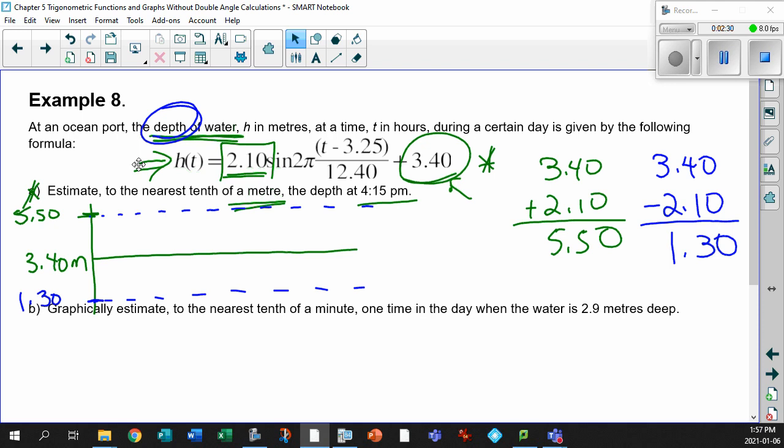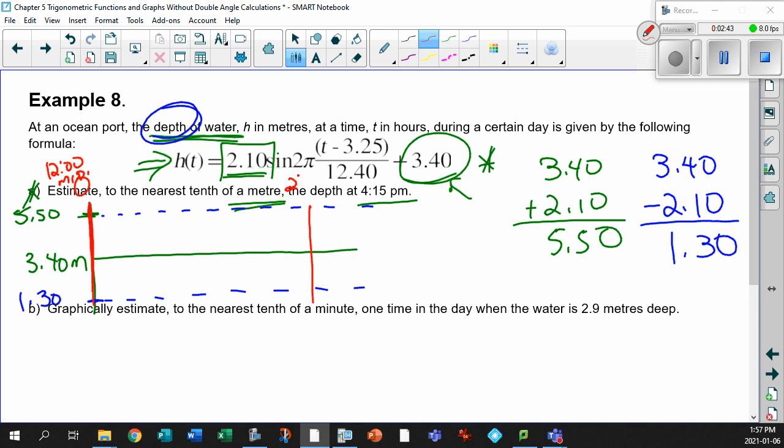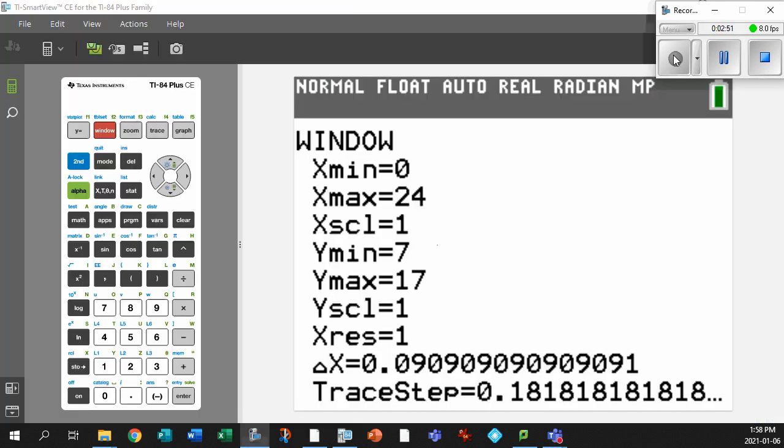Now, also check this out. I'm going from a time of 0, which is midnight, that's 12 o'clock in the morning, to, guess what? I want to know what it is for the whole day. So this is 24 hours. Oh, how sweet. Look at that. I got my window settings all ready to go. So let's put this on our calculator now and start right away with our window settings.